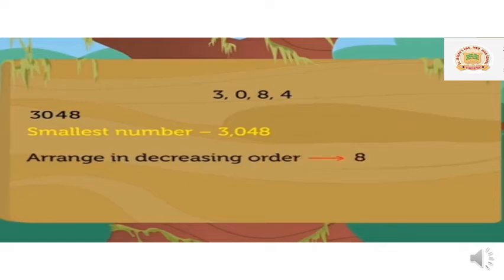Read with me, 3048. Then next, arrange in the decreasing order. So we have to write big to small. So 8430. So the greatest number is 8430.